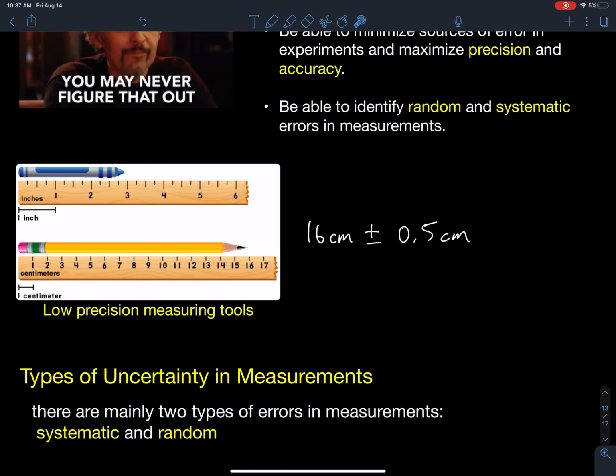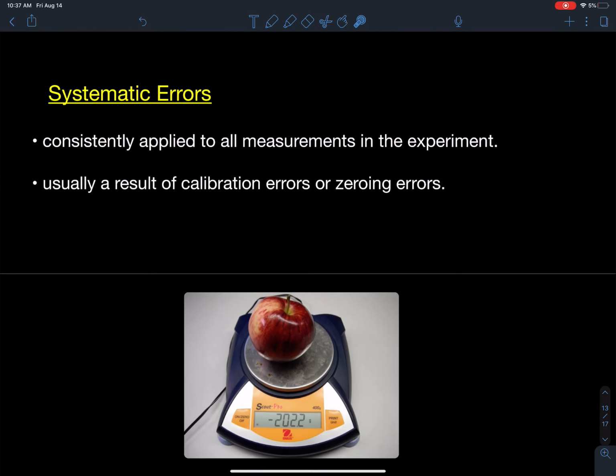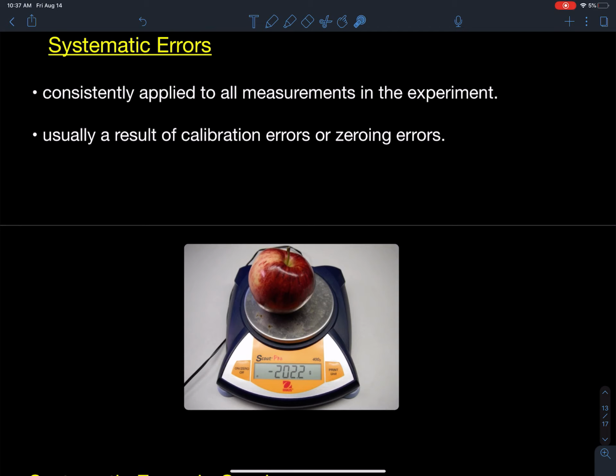It's always equally applied. Another common place that we see systematic errors is when students are taking measurements on weigh balances and they forgot to tare or zero the balance. Then all the measurements they're going to do on that balance are going to be off by that value. This is negative 202. Is it possible that an apple is going to be a negative weight? No, somebody forgot to tare it and it wasn't used properly.